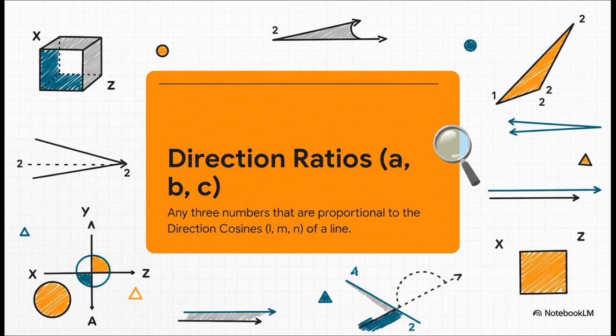Now, sometimes those direction cosines can be a bit messy, with all the square roots and fractions. So we have their simpler, cooler cousins, direction ratios. We call them A, B, and C. And what are they? They're just any three numbers that are proportional to L, M, and N. It's just like a recipe for making tea. If the ratio is 2 spoons of sugar for 1 spoon of tea, the taste is the same as 4 spoons of sugar for 2 spoons of tea. That's exactly what A, B, and C are.